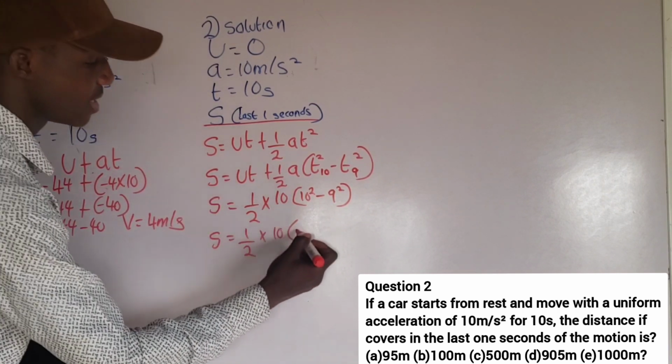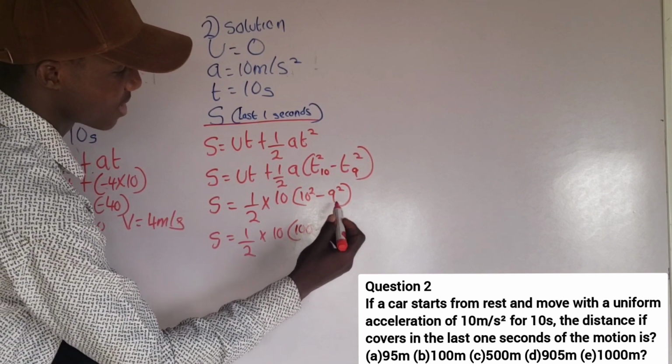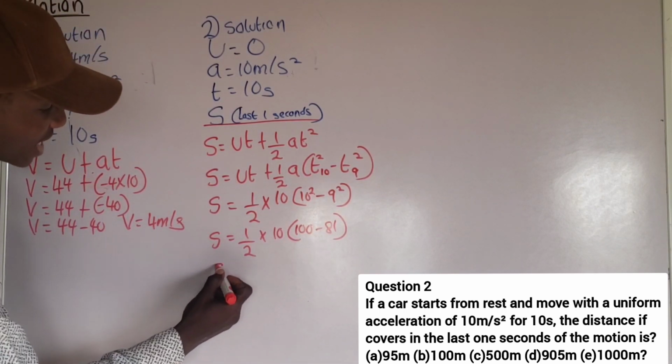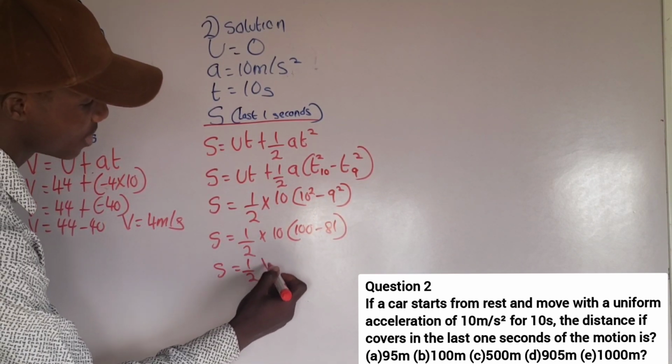Okay, let's do it step by step. 10 squared is 100. This is what? 81. Okay? So here I'm going to have s equals 1 over 2 multiplied by 10.